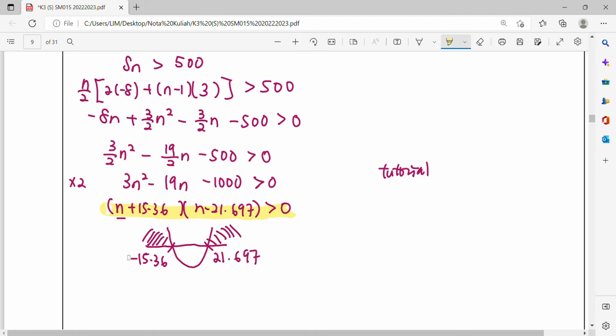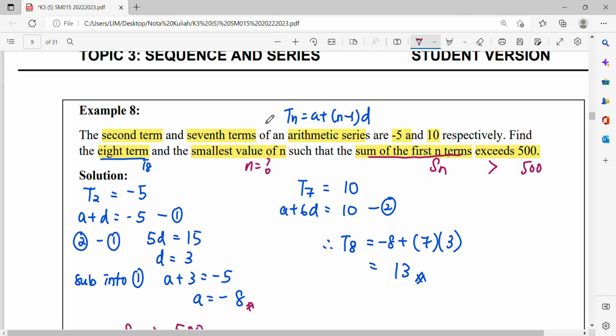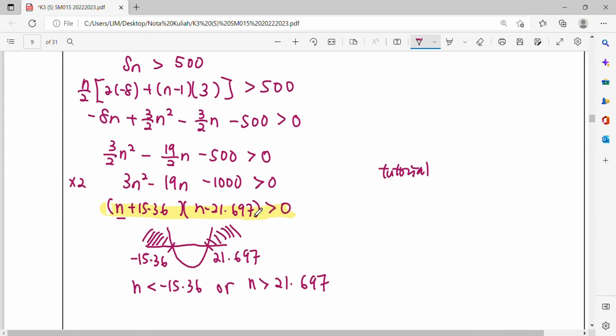Let's say next time you get the correct answer, a whole number nicely, then it will be solved like this. So our n value will be less than negative 15.6, or our n value greater than 21.697. So what is our least value of n? Come back to this main concept here. We want to find n. It's still not about answering topic 2.